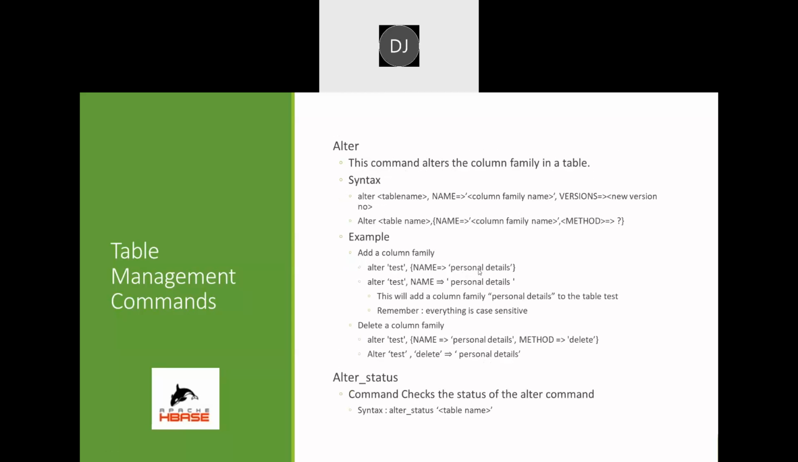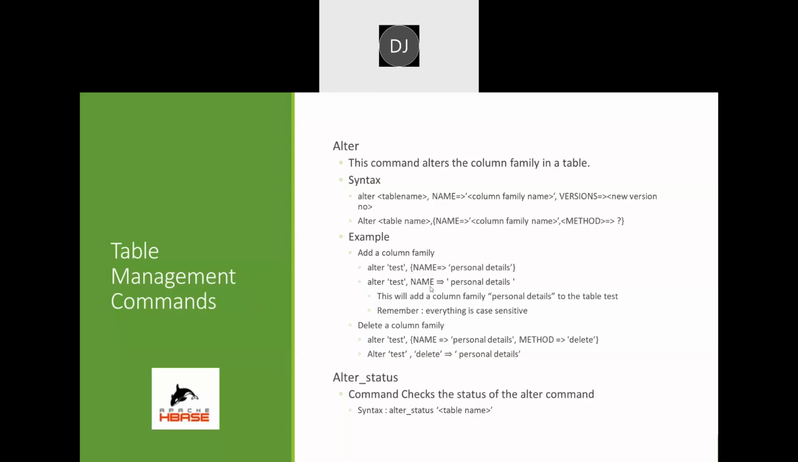Then afterwards alter commands. Using the alter command you can take a particular column family's information and alter the versions or other information. And there is one other alter command where we can pass the method information to delete any column family, that I will show. Okay, now I will show.